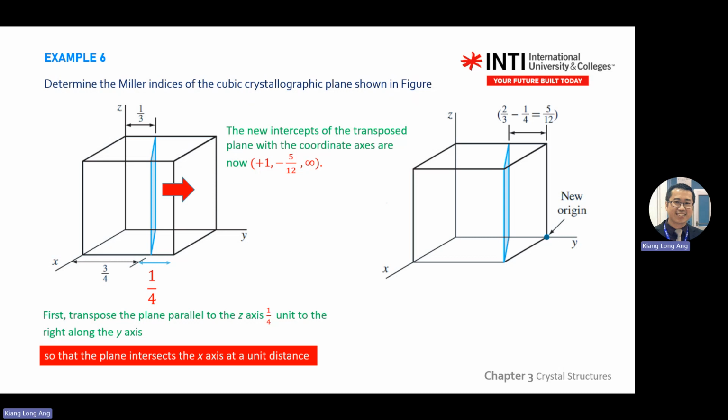So you move x by 1, then from this origin you move back to the left. Moving back to the left is 1 over 15 over 5 over 12. Negative, because you move to the left. And then your z is infinity. You move along the z-axis.